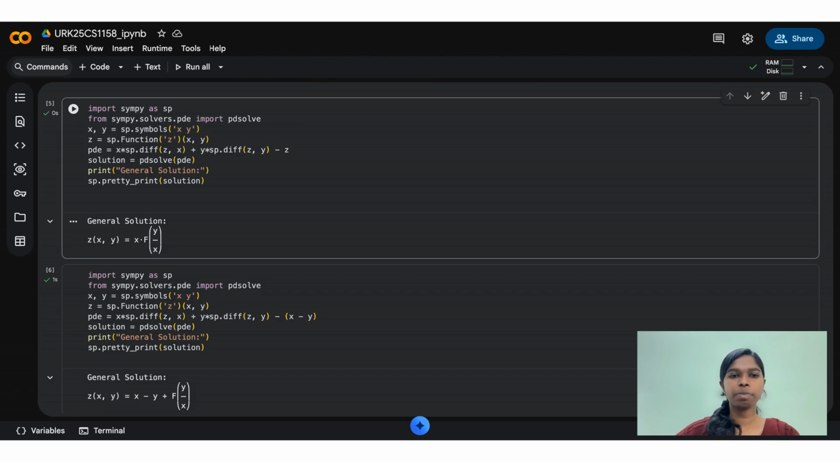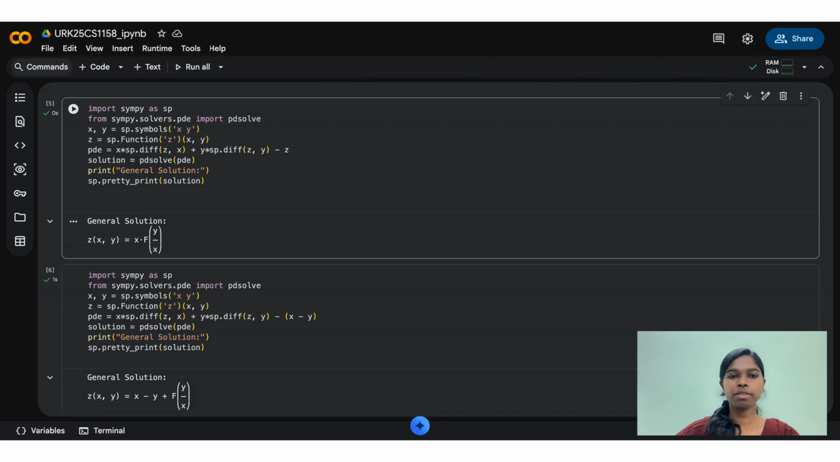Next, we use the pdsolve function and pass the PDE into it. SymPy then automatically computes the general solution. First, we print the heading "General Solution" and use pprint to display the solution in a clear mathematical form. The solution that SymPy gives is z of x comma y equals y multiplied by an arbitrary function of x divided by y.